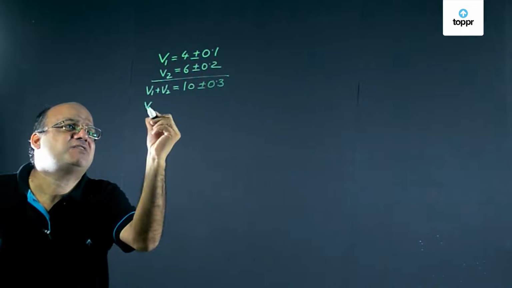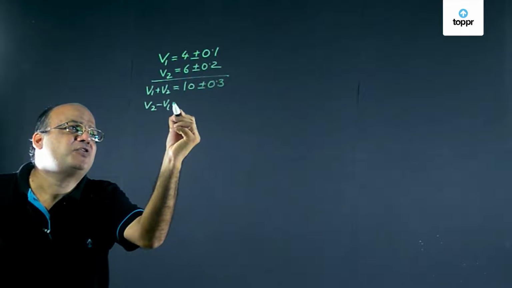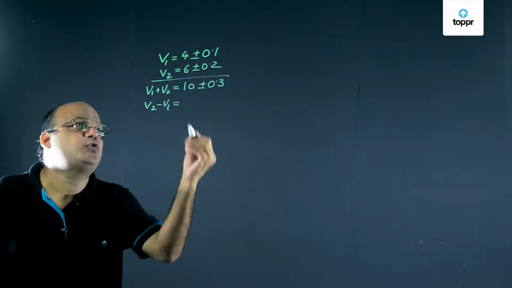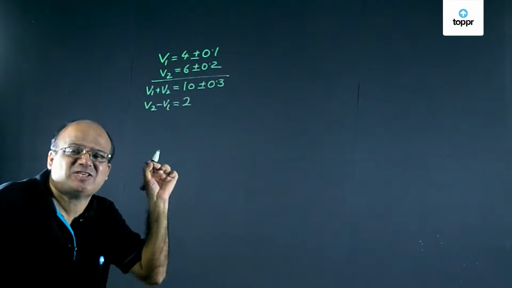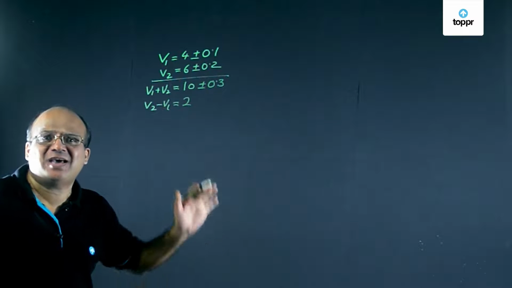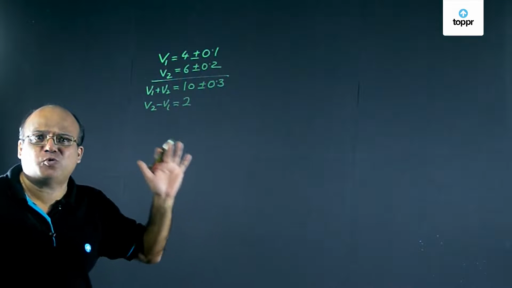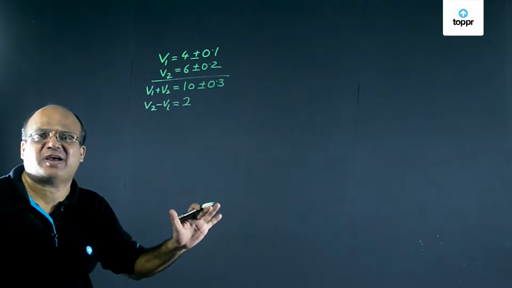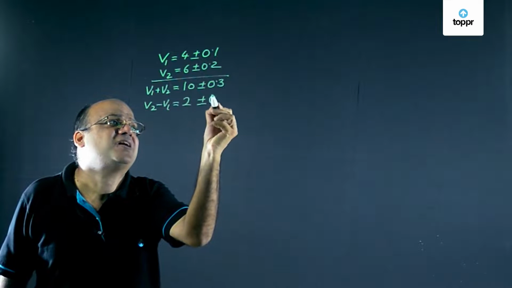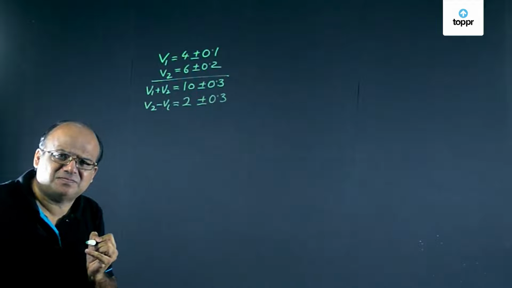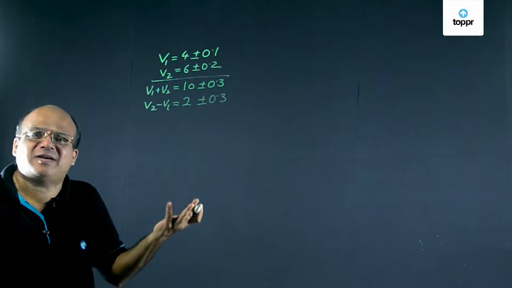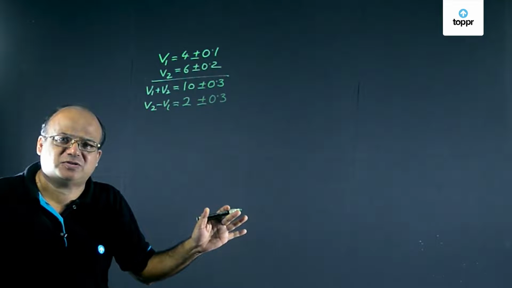What is V2 minus V1? V2 minus V1, we subtract the volumes. So 6 minus 4, 2. But the errors are still added. That is very important to remember. Errors are never subtracted. Errors are always added. If you do two mistakes, both the mistakes will always add up. They'll never get subtracted. So therefore this is 2 plus minus 0.3. So now we have seen how errors get handled in addition or subtraction.